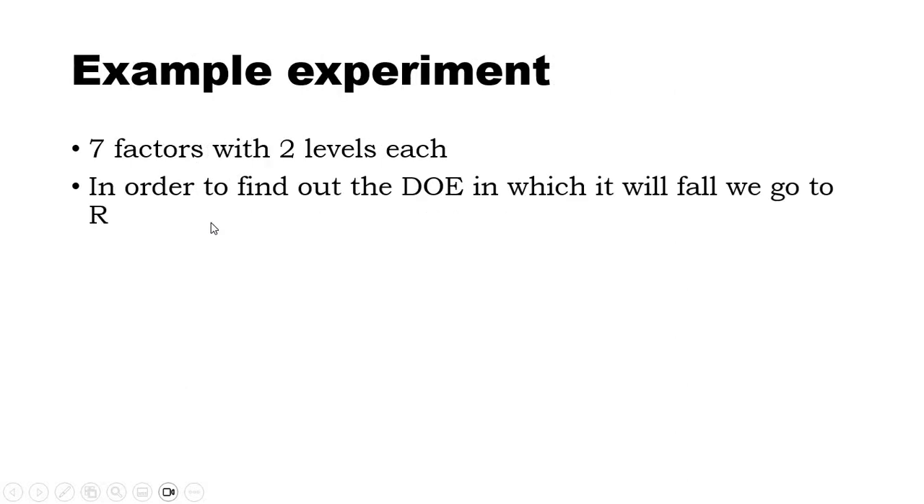So now in this tutorial I will show you one example experiment. In this example experiment I have 7 factors with 2 levels each. Now I need to carry out the Taguchi design of experiment as well as the analysis. So this experiment will come under which array of the Taguchi design, this we'll have to see.